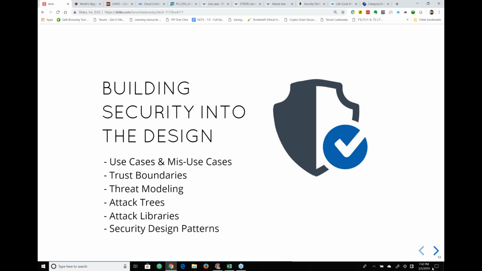So these are some tools that I will quickly introduce to you. These are use cases and misuse cases, trust boundaries, threat modeling, attack trees, attack libraries, and security design patterns. That last one is probably going to be a very good resource for you, but I'm going to keep that to the last, right? Always save the best to the last.